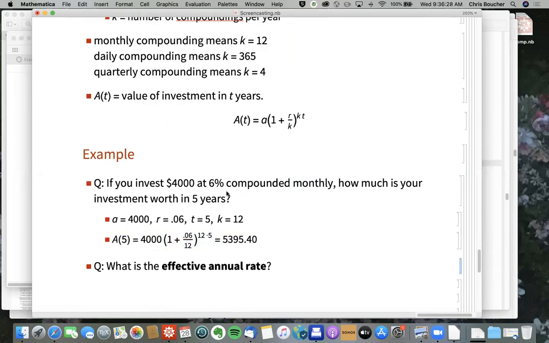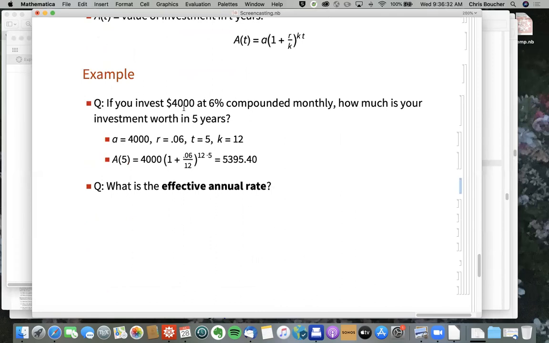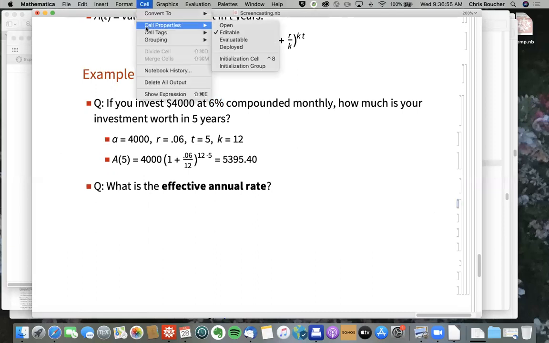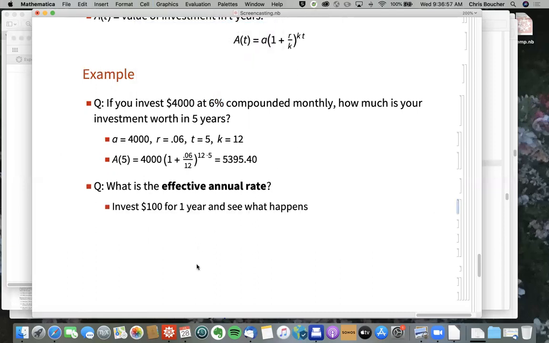What is the effective annual rate? When you put money in the bank or in a CD or something like that, although these days interest rates are almost zero, in general you are quoted a nominal rate, but then you get an effective rate. Because of compounding, the rate of return is actually a little bit different than the quoted rate. So how do we figure out what this effective rate of return is?